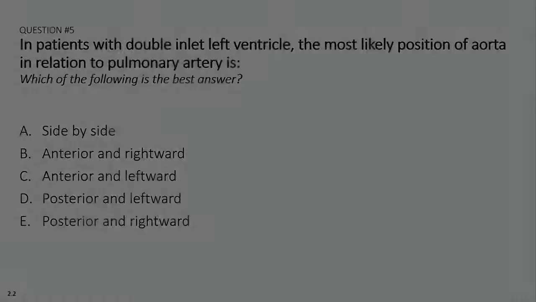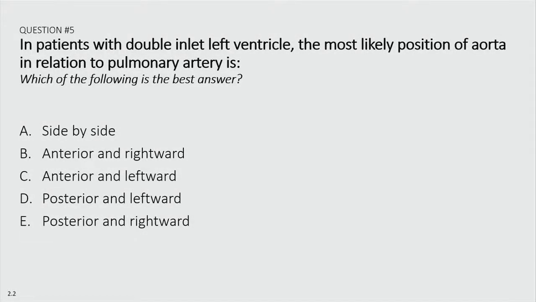Next question. In patients with double inlet left ventricle, the most likely position of the aorta in relation to the pulmonary artery is A, side by side, B, anterior and rightward, C, anterior and leftward, D, posterior and leftward, E, posterior and rightward. Choose your answer.